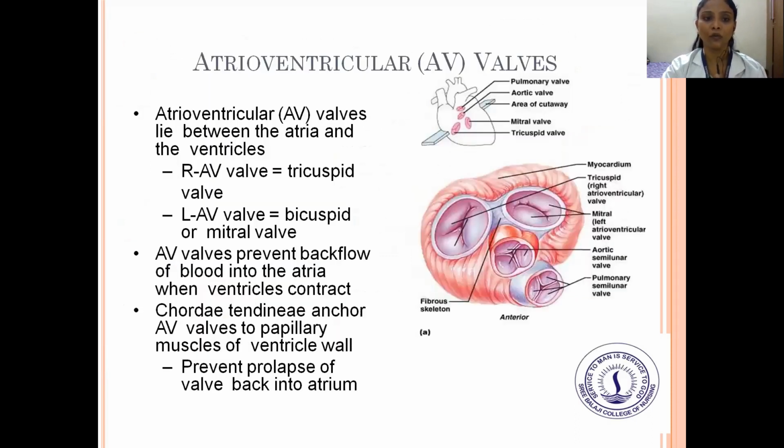Atrioventricular valves lie between the atrium and the ventricles. The right AV valve is the tricuspid valve, the left AV valve is the bicuspid or mitral valve. AV valves prevent backflow of blood into the atria when the ventricles contract. Chordae tendineae anchor AV valves to papillary muscles of the ventricular wall, preventing prolapse of the valve back into the atrium. You can see in this anterior view of the valves the myocardium, tricuspid right atrioventricular valve, mitral valve, aortic semilunar valve, pulmonary semilunar valve.